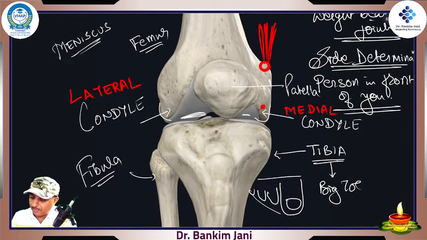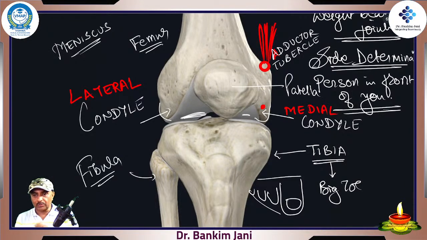And this point is called the adductor tubercle, right? Tubercle means a small elevation. But the adductor muscle would be connected over there. So going away is abduction, and when coming near, it is called adduction. So this is called the adductor tubercle. Yes, you are right. Next is, as we go below.